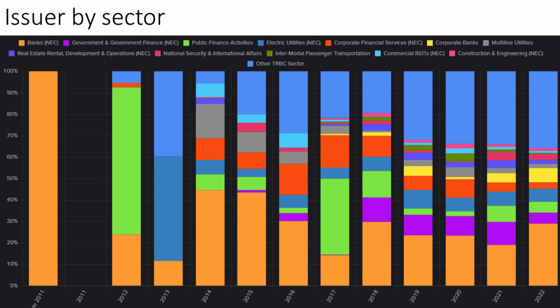Regardless of all the fancy projects, we can say that they are not the main players on the market anymore. Then public finance activities, so maybe some specific projects. So this is what we can see here. Okay, then we can see electric utilities. This is what I was showing before. So these are the green.